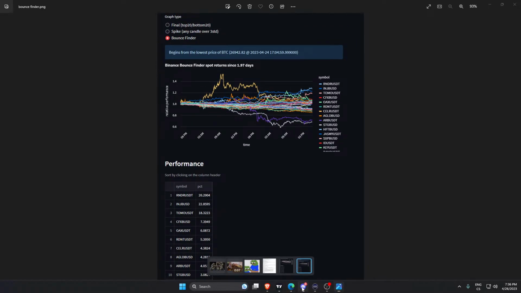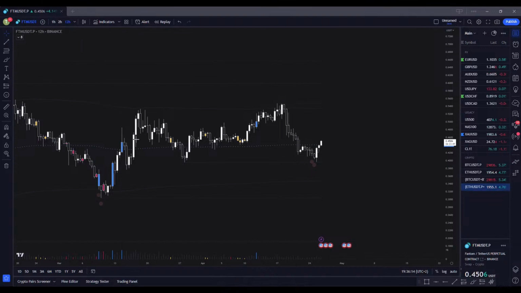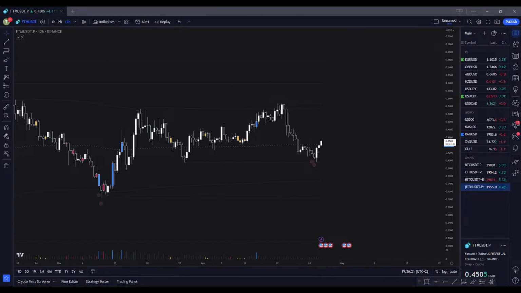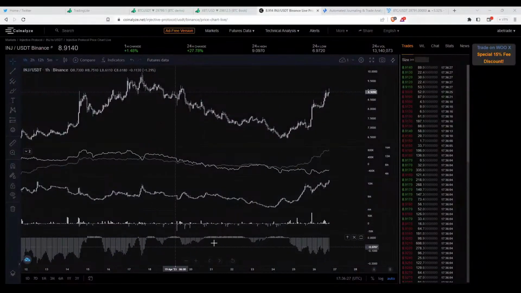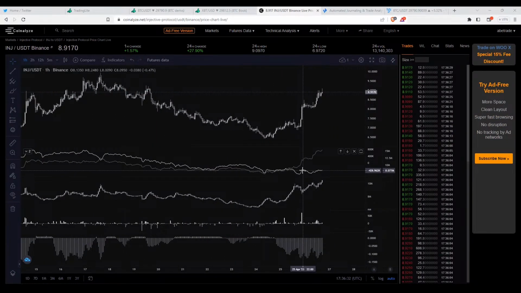INJ is a super interesting coin. It pains me so much because I just keep not getting entry for longs on this. But yeah, this thing has been a very interesting mover. Let me just switch to Coinalyze. At the bottom, basically, we were starting to bid this up again.